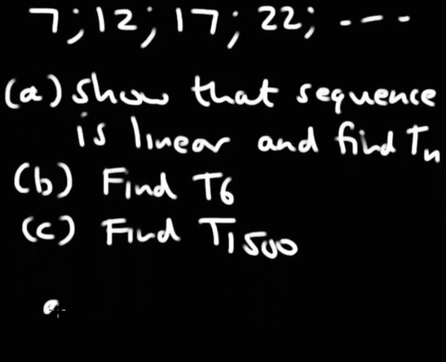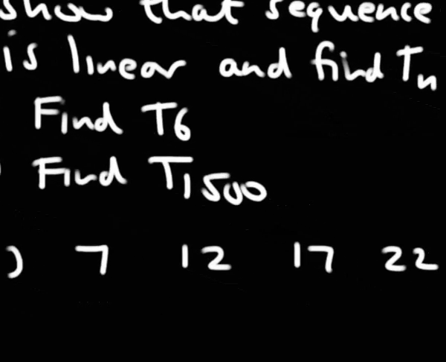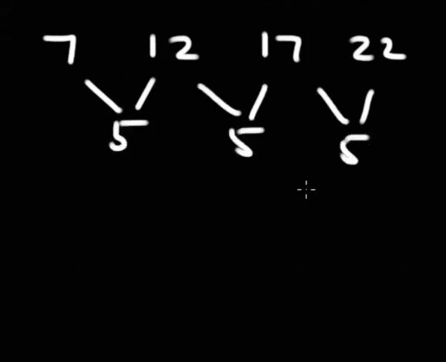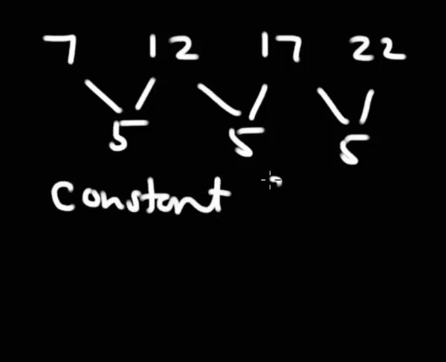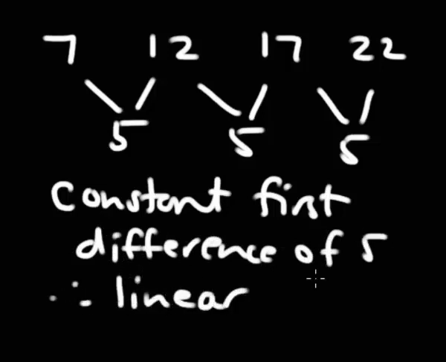Well, to show that it's linear, let's write out the terms and see what we get. And look at this. You're going to get a constant difference of 5 there. 17 minus 12 is 5. 22 minus 17 is 5. This is the constant difference. Because we have a constant first difference of 5, therefore, the sequence is linear.